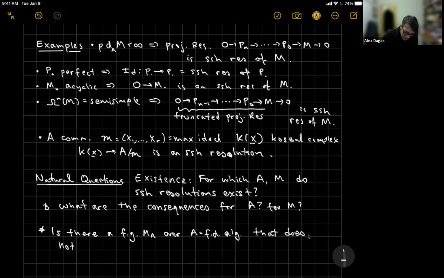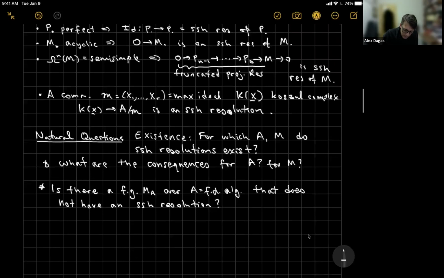And I feel like here there should be plenty of examples that are not too exotic. However, it doesn't appear easy to prove that a given module does not have an SSH resolution. So I think that we need to develop more methods for tackling those types of problems.